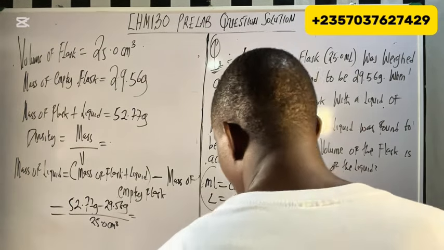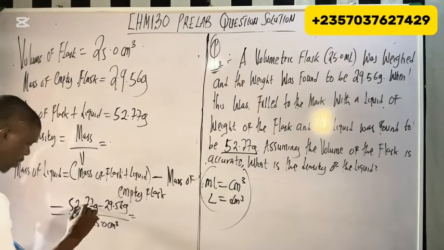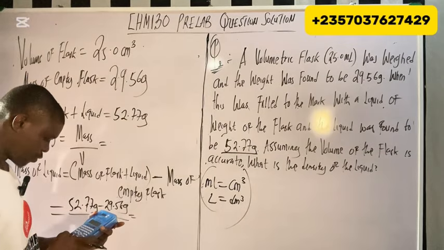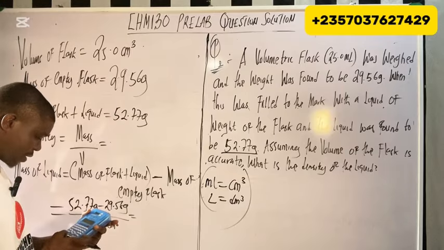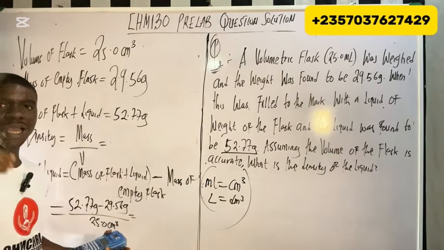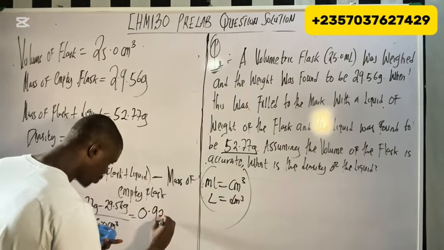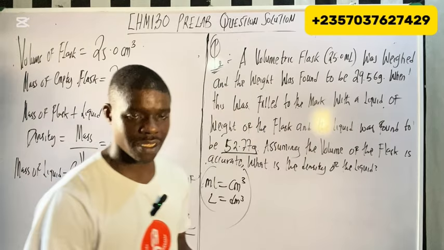So what do we have on my calculator here? We have 52.77 minus 29.56, right? Divided by 25.00. Leave the answer in the comment section. So the answer is 0.928 gram per cm cube. That is it. So this one is very, very easy.